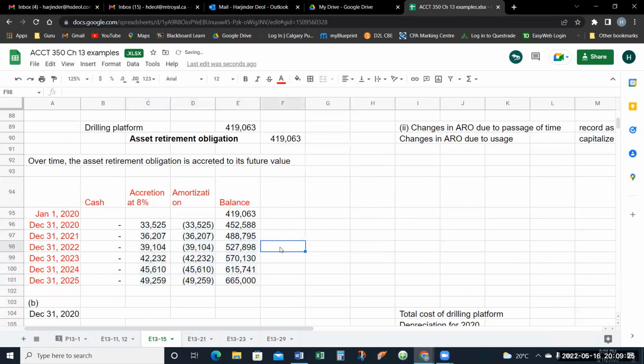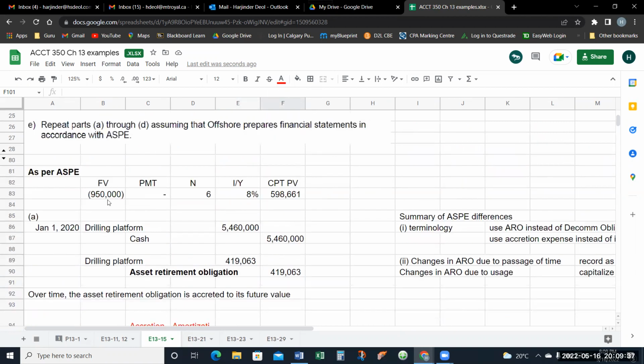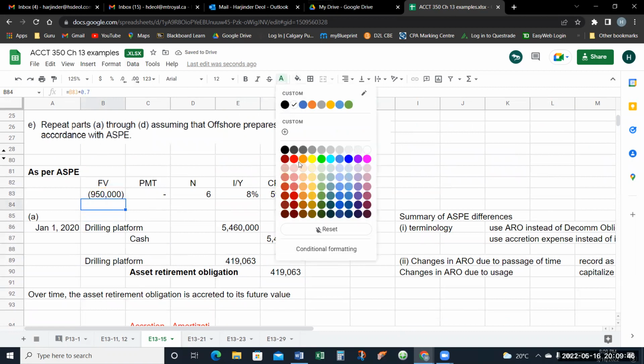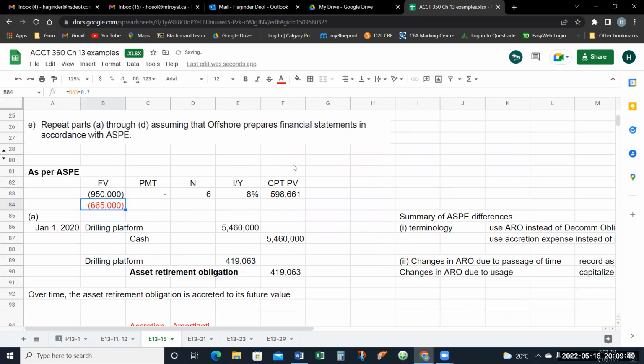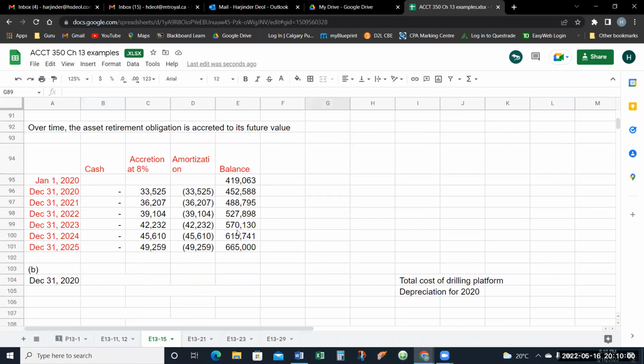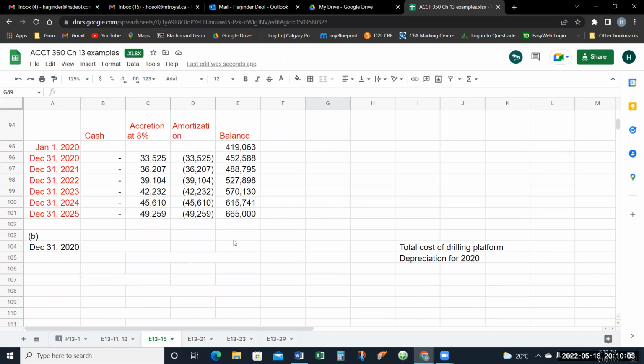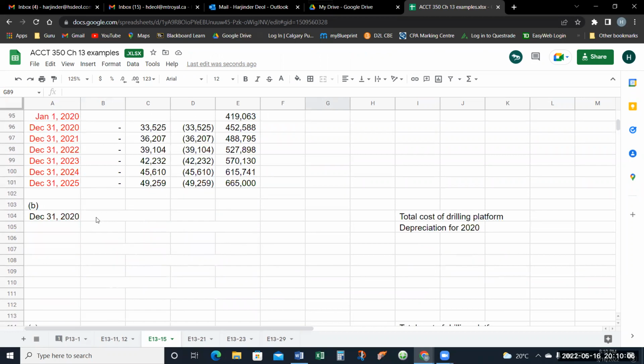And over time, you'll find that it takes us to $665,000. Now, $665,000 is nothing but 70% of 950,000. We can confirm that. 70% of $950,000 gives us $665,000, and 70% of the total cost to decommission was attributable to the acquisition of the drilling platform itself. So everything looks good.